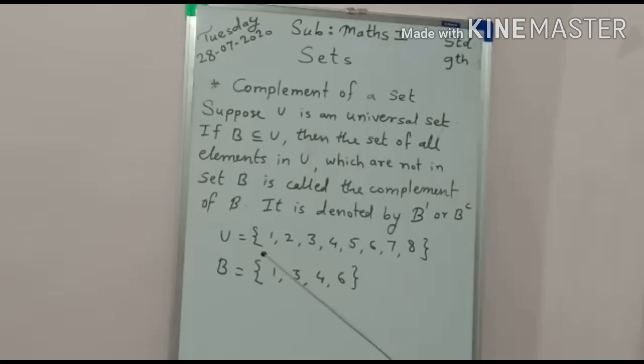Here we are taking two sets. One set has elements 1, 2, 3, 4, 5, 6, 7 and 8, and in the second set we are taking elements 1, 3, 4, 6. As we compare these two sets, what you observe is that all elements of set B are in the first set, and therefore the first set is said to be the universal set and is denoted by U. The second condition is also satisfied, that all elements of B are in set U, which means B is a subset of U.